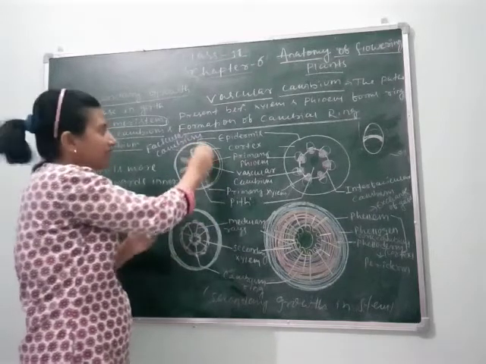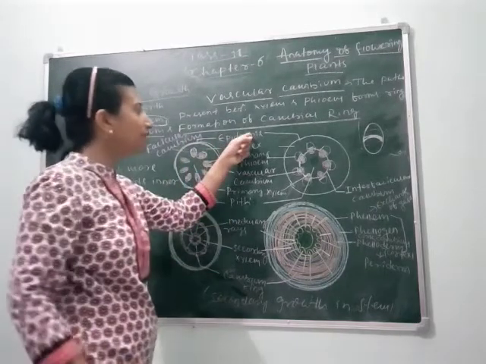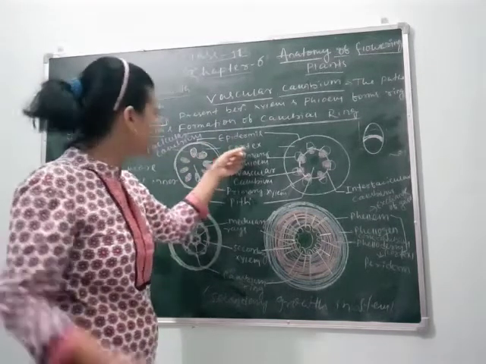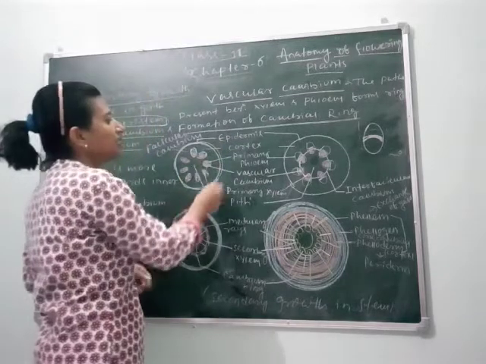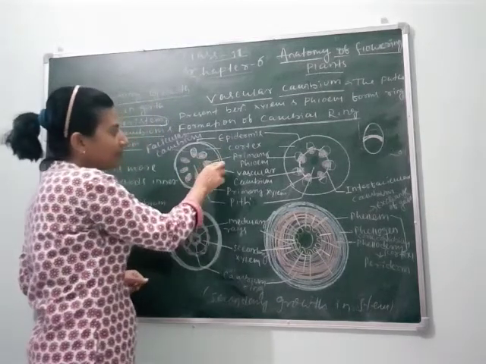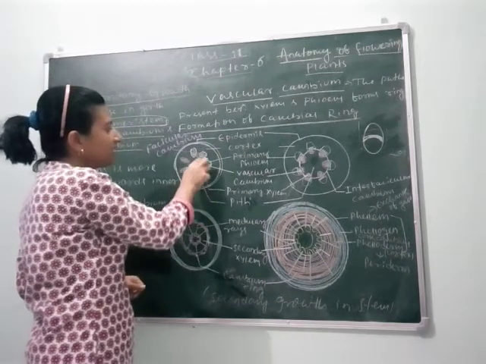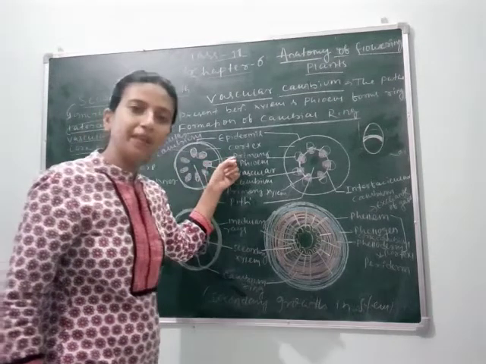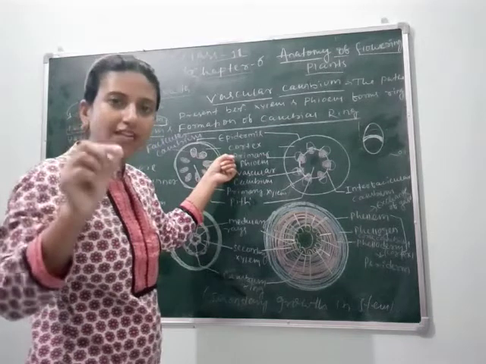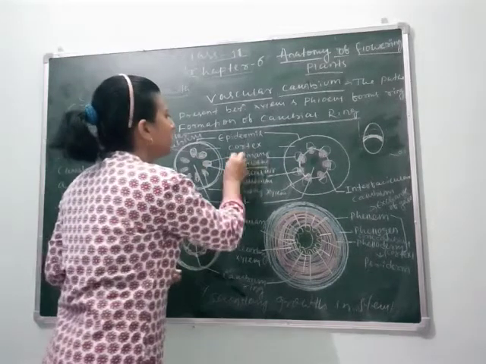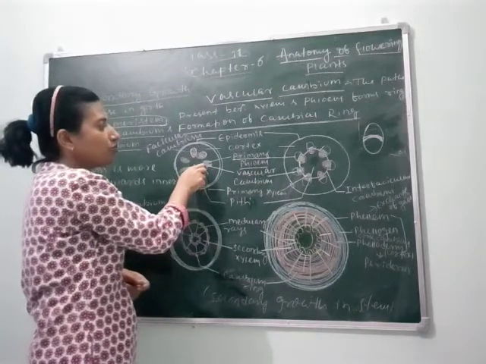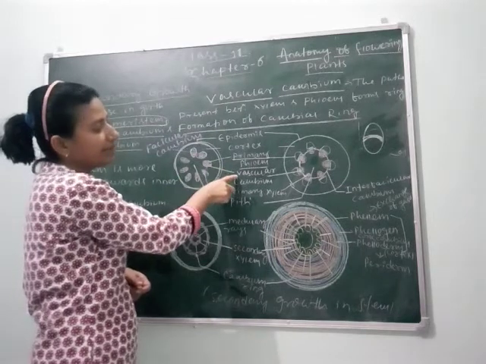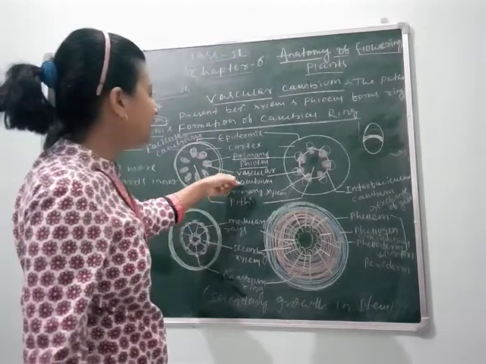Let's understand these parts. The outer part is called your epidermis. Just below the epidermis, cortex is present, which is made up of parenchymatous cells or tissues. This part is the periphery and this part is the center, which is called the pith. The part towards the periphery is called primary phloem. Next, the part towards the center or towards the pith is called vascular cambium.